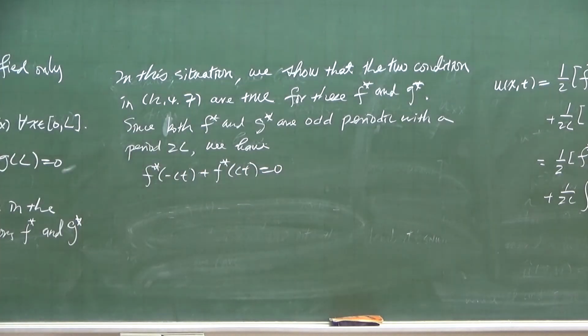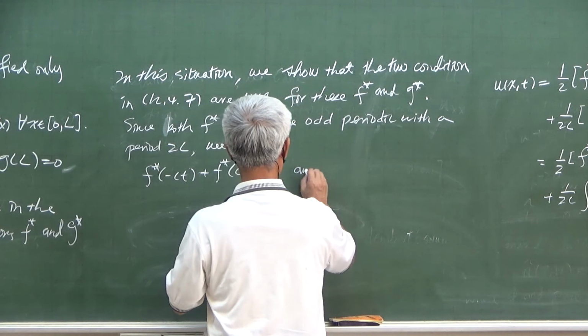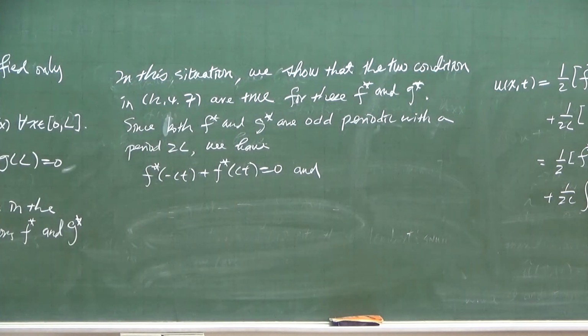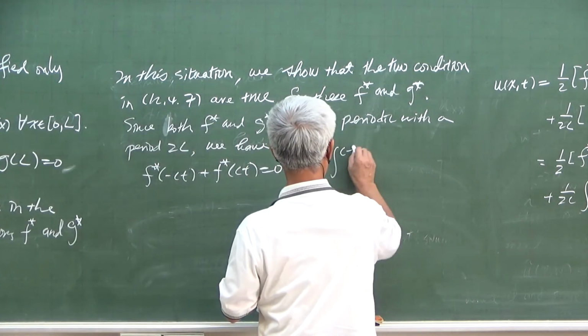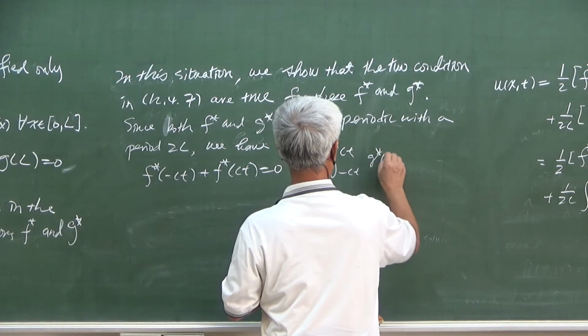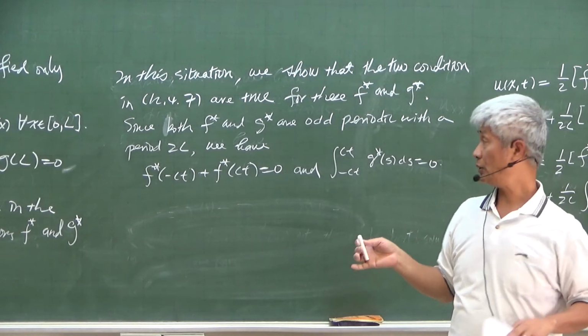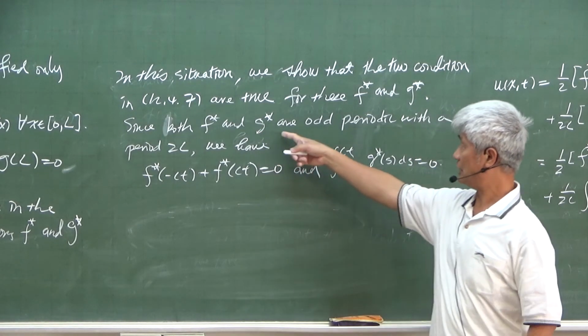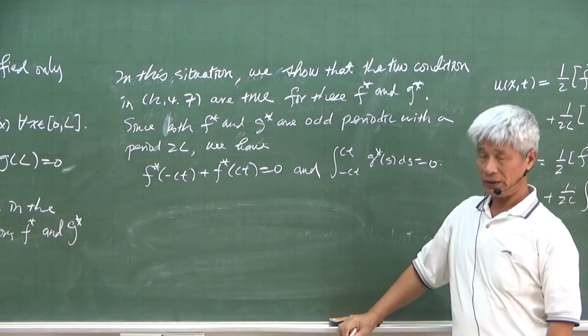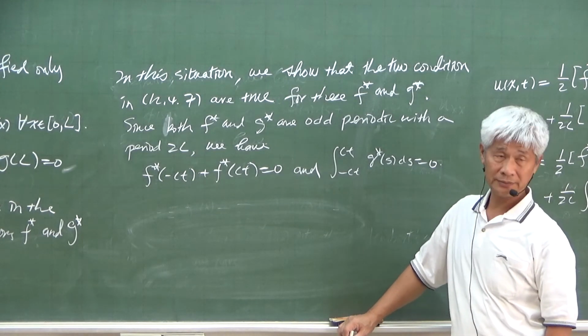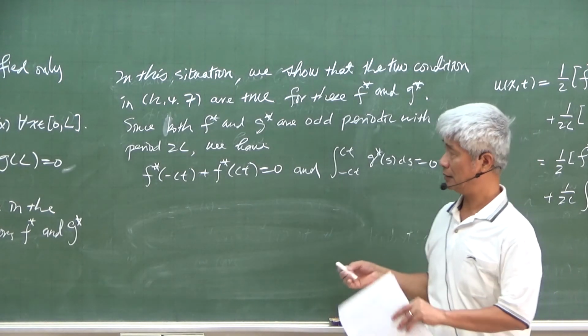So we know this is 0. And the integral, because g star is odd, so the integral is 0 too. So this is 0 immediately from the property that f star and g star are periodic functions with a period 2L. Okay, so we get that.